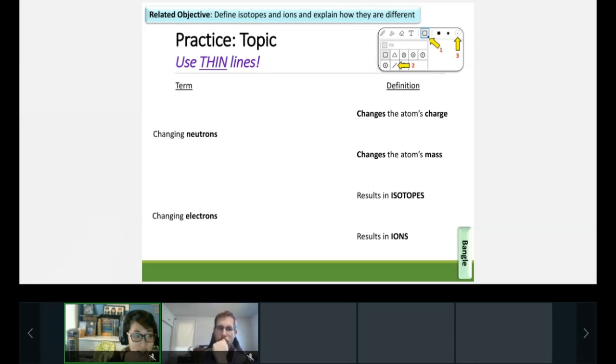All right, let's go ahead and make sure we understand. So let's practice this a little bit. Let's turn on our whiteboard tools. Let's use our thin lines to match up a term with a definition. It's going to be a little different because now the terms are kind of like an action that we're taking. Either we're changing neutrons or changing electrons. And either one of those two actions is going to result in one of these happening: a change in the atom's charge, a change in the mass, or resulting in what we know as an isotope, or resulting in an ion. So because we have two terms with multiple definitions, we will have multiple lines being drawn from one term.